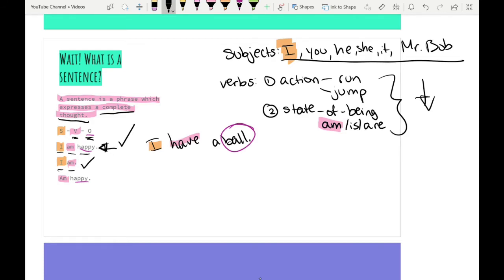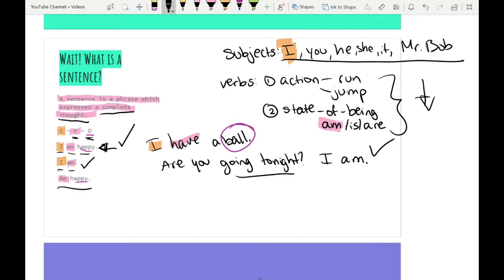You could ask, "Are you going tonight?" Could be anything, a ball game, a party, to the restaurant, and you could say, "I am," right? Referring to the going tonight. But you don't need that. So you could just say "I am." And that right there expresses a complete thought. If you were to just say "am happy," this does not express a complete thought. This is not an example of a sentence, because you have to ask who.